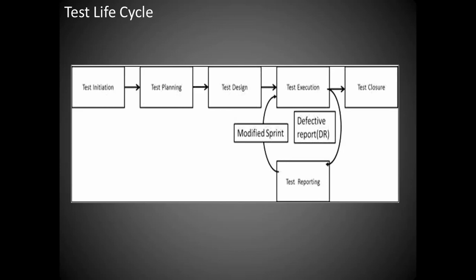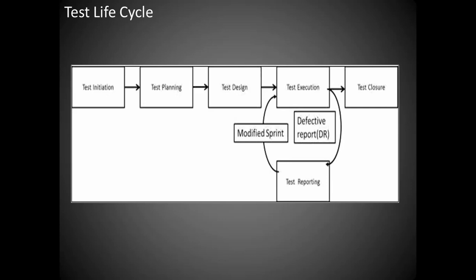Actually the test life cycle structure is like this: test initiation, planning, design, execution, and next closure. At the time of execution, if any tester finds any issues or defects, they simply report them to the developers. The developers accept those bugs, modify the sprint, and give a new build. Like this the cycle goes on.